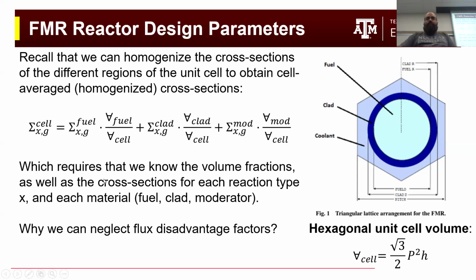Last time, we said that this definition can be inaccurate if you have a reactor that has to be treated as heterogeneous. And that's because we're missing the flux disadvantage factors, which were telling us about the ratio of the flux in a region to the flux over the cell. Does anybody remember why we can neglect the flux disadvantage factors if it's a fast reactor, which can be treated as homogeneous versus heterogeneous?